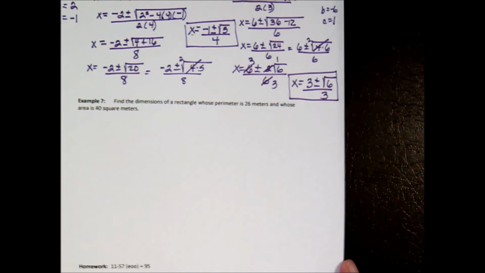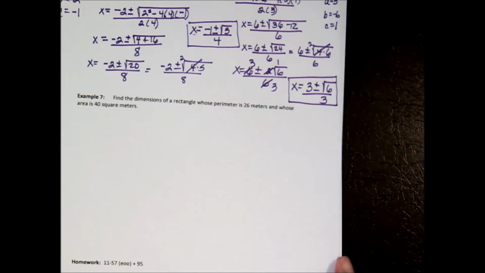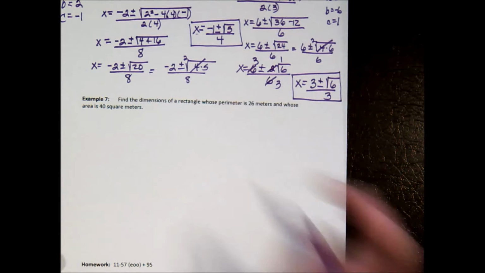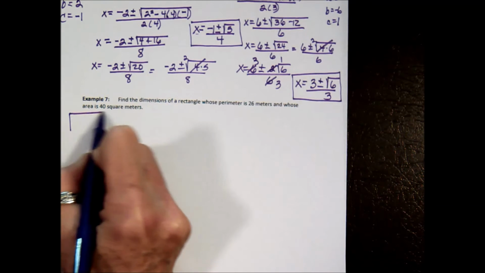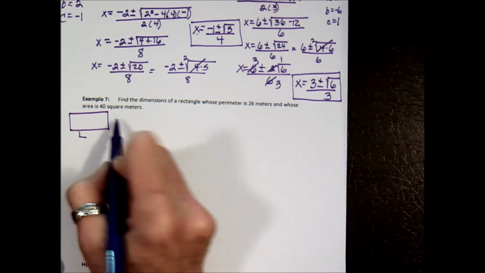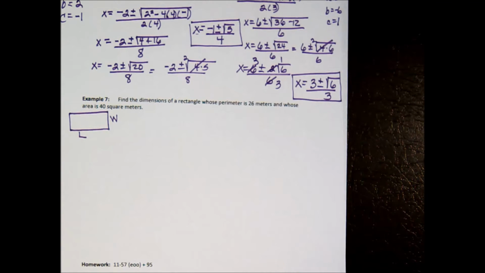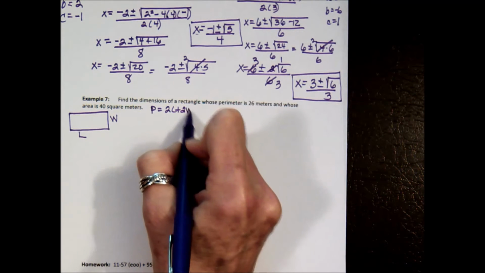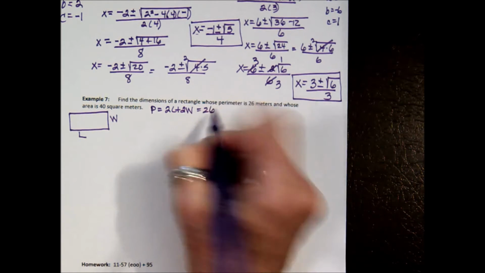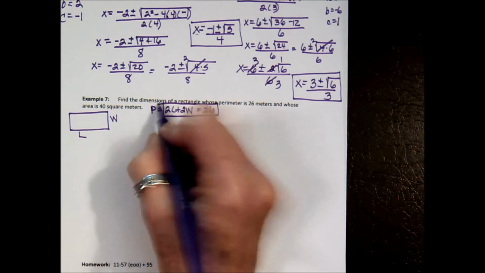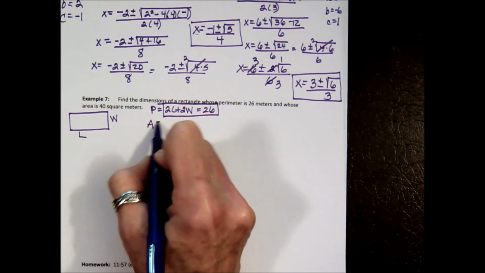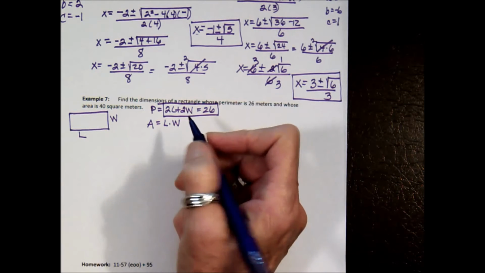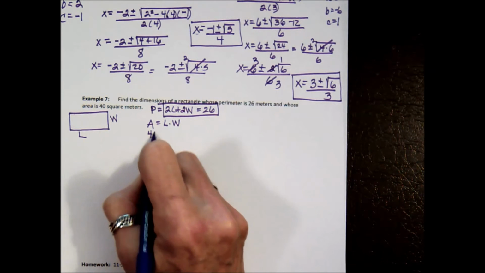And let's do this last problem, which is an application problem. It says find the dimensions of a rectangle. First thing I'm going to do is draw a picture. A rectangle, length, width, whose perimeter is 26 meters, and whose area is 40 square meters. So we know that perimeter is 2 L's plus 2 W's, and that's equal to 26. So here's an equation that is probably going to be usable. Area equals length times width, or I'm given the area, so I can say 40 equals length times width.